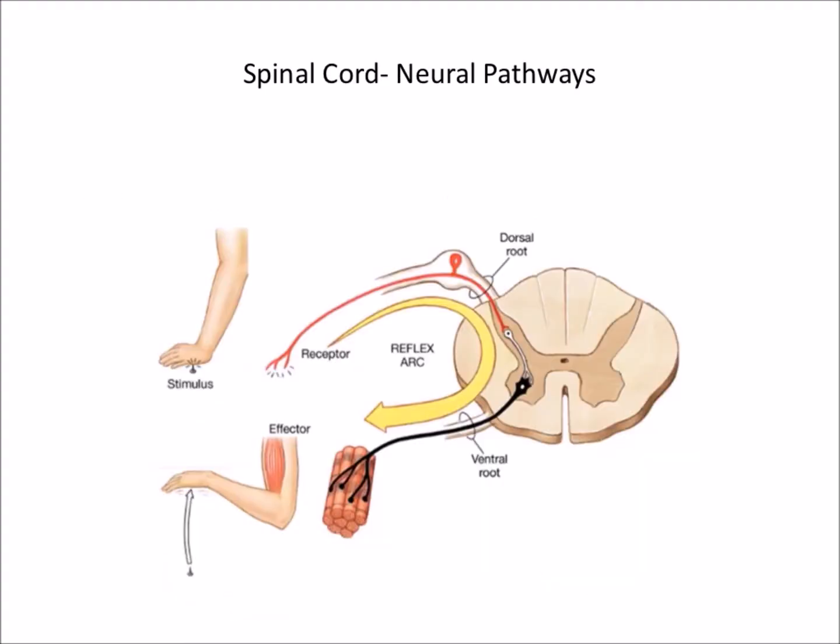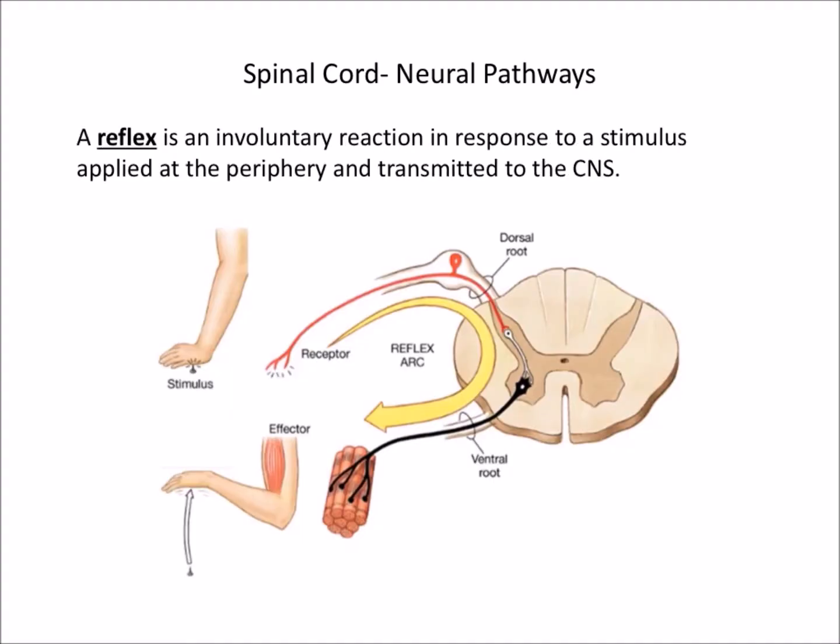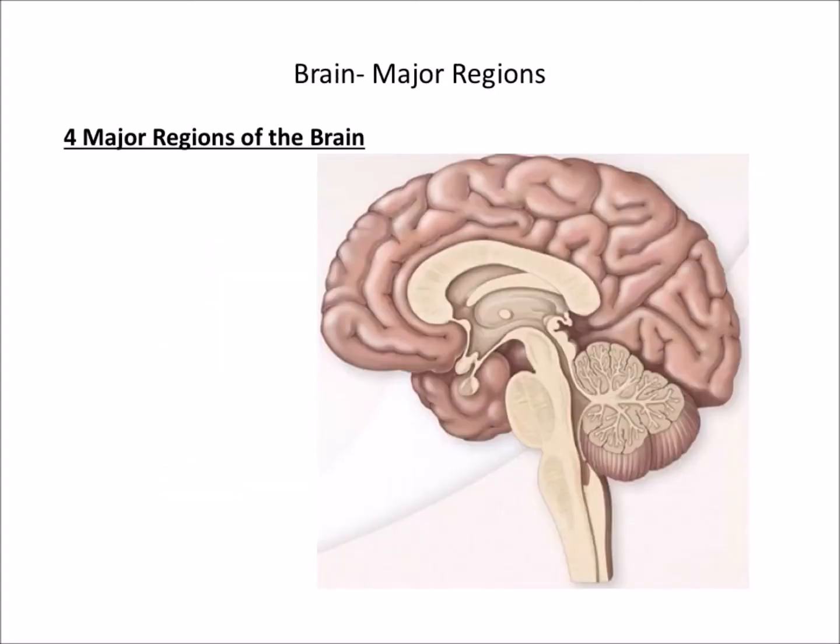A neural pathway that includes the central nervous system is called a reflex. And a reflex is an involuntary reaction in response to a stimulus applied at the periphery and transmitted to the central nervous system. We're going to talk more about reflexes in a future lecture when we discuss the peripheral nervous system. The last major organ of the central nervous system is the brain.